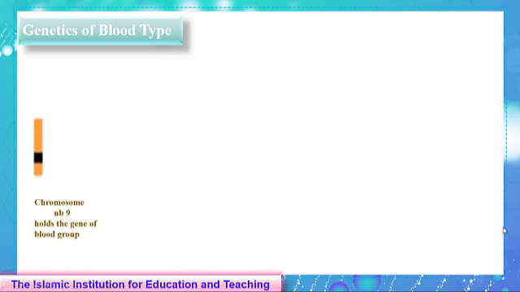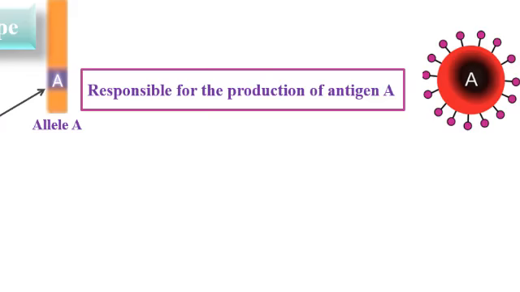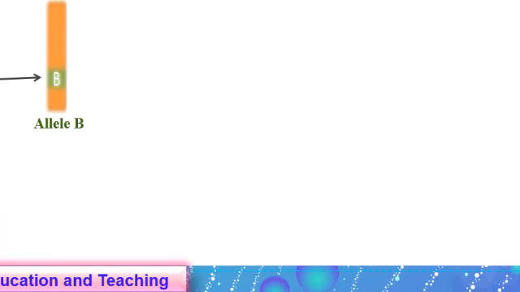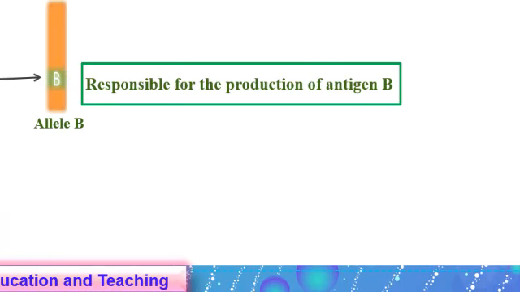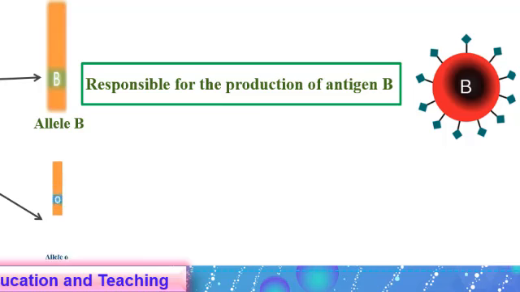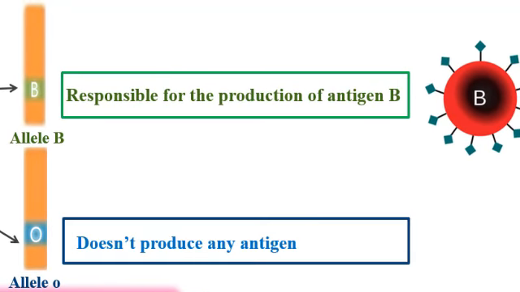Now what about the genetics of a blood type? This is a chromosome number 9 where it holds the gene of blood group. This gene has 3 versions or alleles. Allele A is responsible for the production of antigen A. Allele B is responsible for the production of antigen B. Allele O does not produce any antigen.